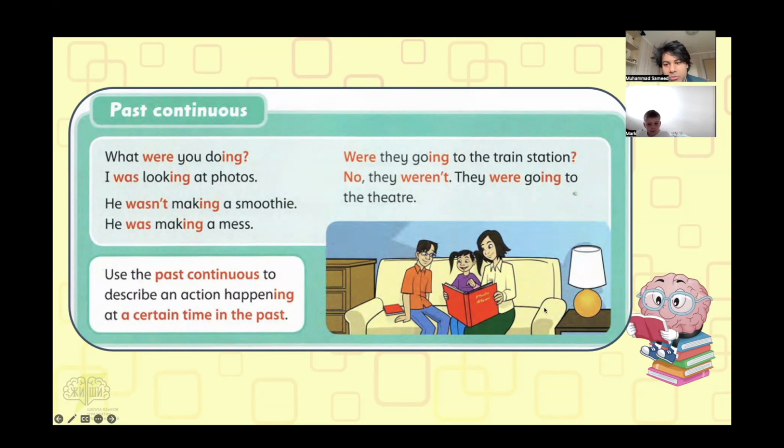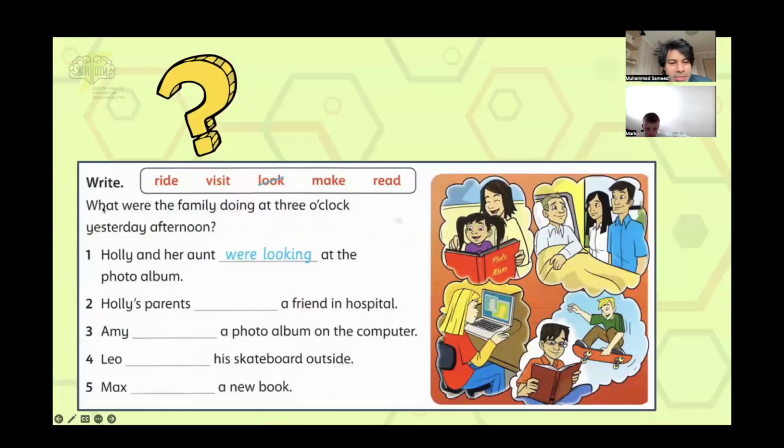Okay, let's use this photo as an example. This family looking for photos. Okay. Book. Writing exercise. What were the family doing at 3 o'clock yesterday afternoon? Holly and her aunt were looking at a photo album. Holly's parents, a friend in hospital. It's a visit. Yes.